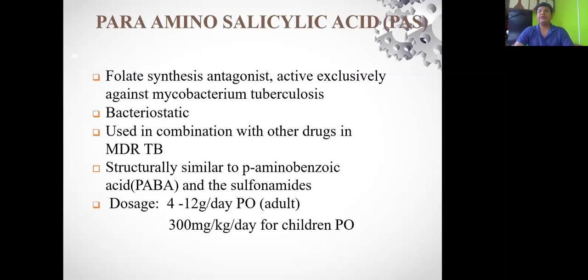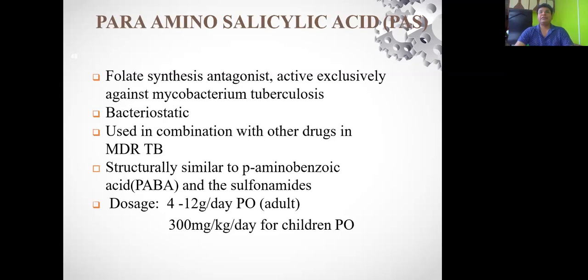Being a structural analog to PABA and sulfonamides, which act by inhibiting folate synthesis, or are folate synthesis antagonists. So when you look into the dose of this drug, it is given in a high dose per orally. In the adult, it is around 4 to 12 grams per day, and for children, it is around 300 milligrams per kg per day.